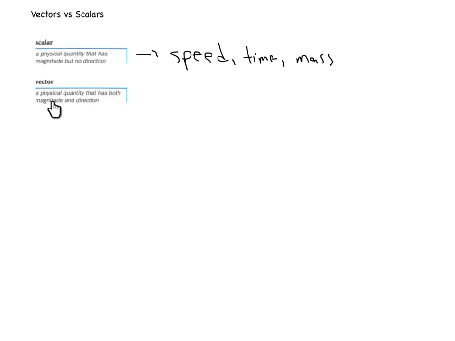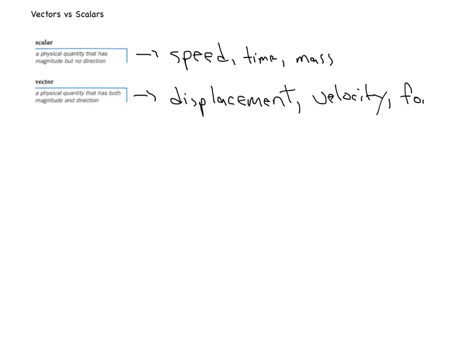A vector quantity, however, the direction is important. So examples of vector quantities would be displacement: you moved 7 meters east or 5 blocks north. Velocity: I had an eastward velocity of 8 meters per second, or even the unit of force. If I push on a box, it's important to know which direction I'm pushing.